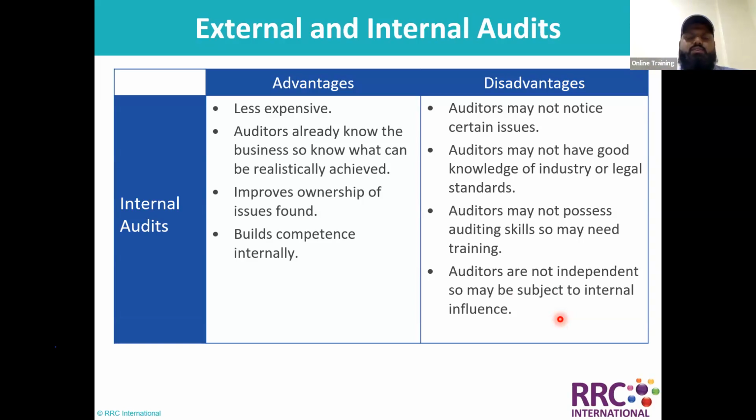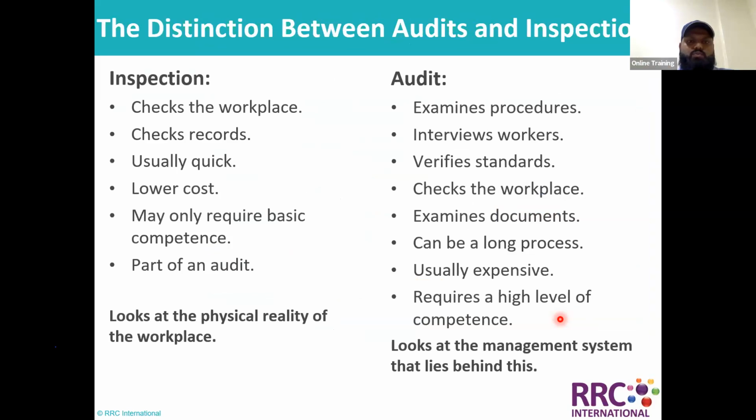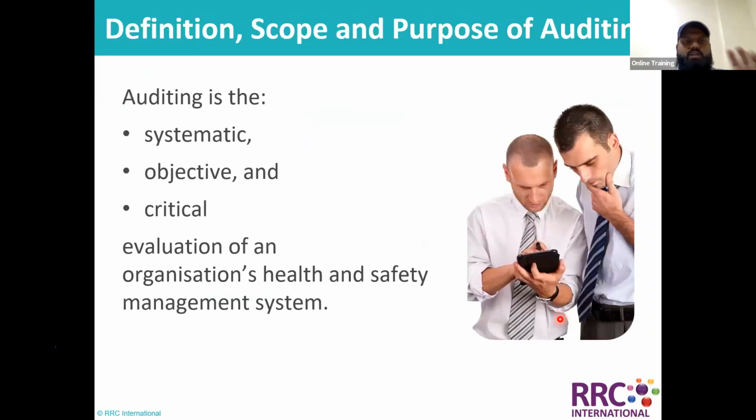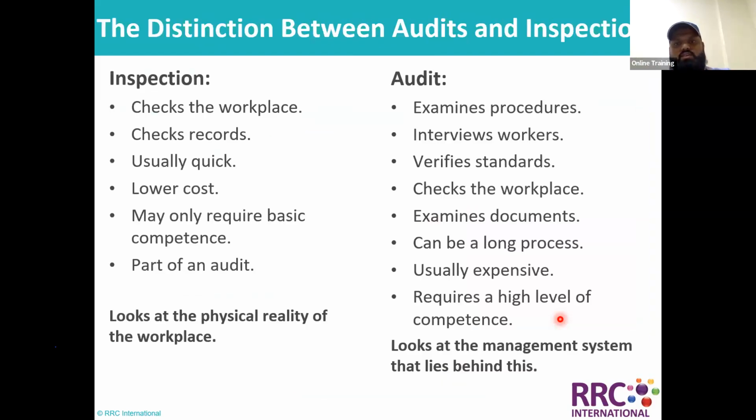This is the disadvantage. So guys, it was our topic, our module 4.3, that was about audit. In audit, what did we discuss? We discussed that audit is a systematic, objective, and critical evaluation of the whole system. Then we discussed the difference between inspection and audit. Inspection is only activity to activity. Audit is about the whole system.